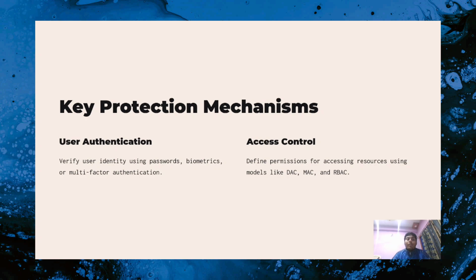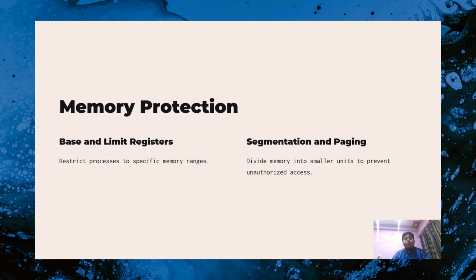File protection manages and encrypts the files. Process isolation means processes should run independently. I already told you about memory protection. Base and limit registers restrict a process to a specific memory range. Segmentation and paging also protect memory from unauthorized access.